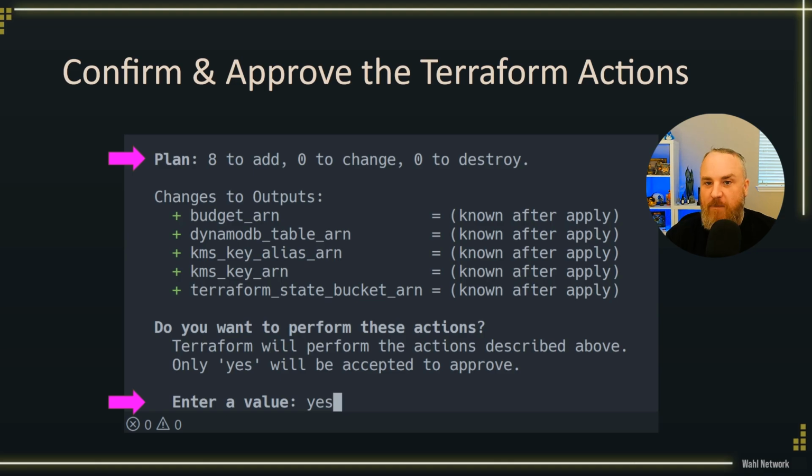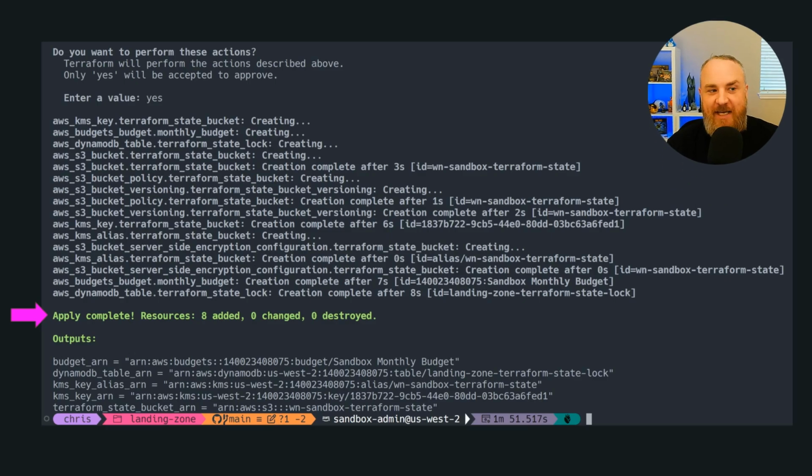But now you're asked a question. Do you want to perform the actions that Terraform is proposing to you? Do you want to make those 8 things? If you answer yes, it will make the things. If you answer anything other than yes, it won't make the things. Here I've said, yeah, Terraform, I do want these things. I say yes, and now I'm ready for you, Terraform, to make them.